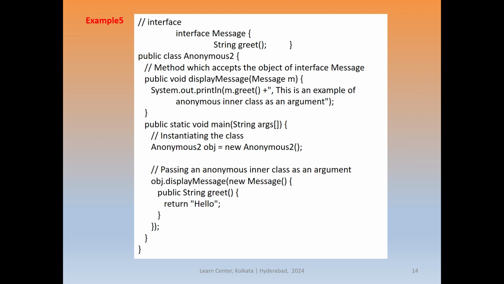After that, my main method starts, and within the main method, I am creating the object of the previously defined class Anonymous2, and after that I am calling the method of the previously defined class and passing the object of the Message interface.